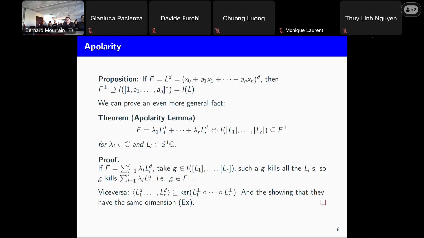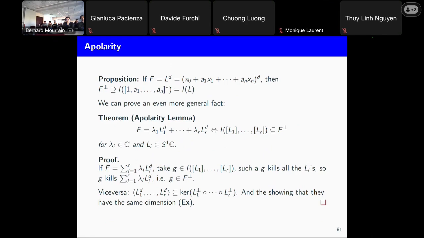Okay, so keep this in mind. This is the most important theorem we will need. I can write my f in this form if and only if in its perp I can find the ideal of these linear forms. And that's what we need because we want to write f as the sum of r pure powers. We look for the minimal possible r such that this is possible.